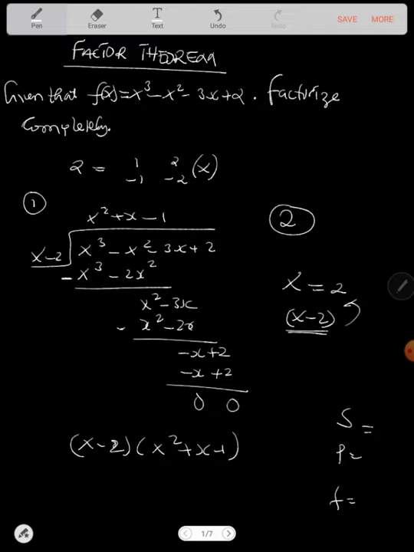So the sum is the middle number, which is 1. The product is negative 1. So we are looking for two numbers that when you add, give you 1, and when you multiply, give you negative 1. And there are such numbers, but they are fractions. So we can just leave it there as factorized.